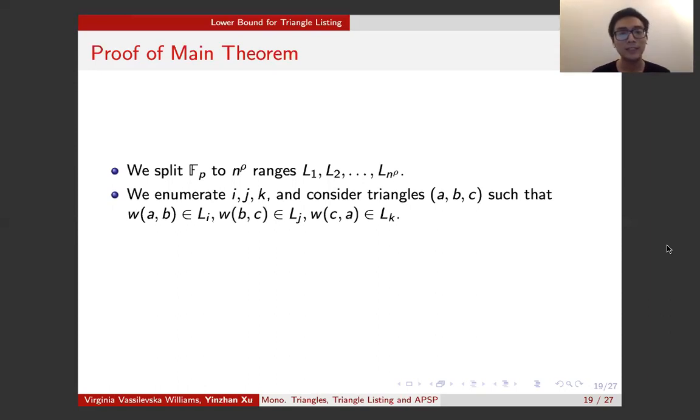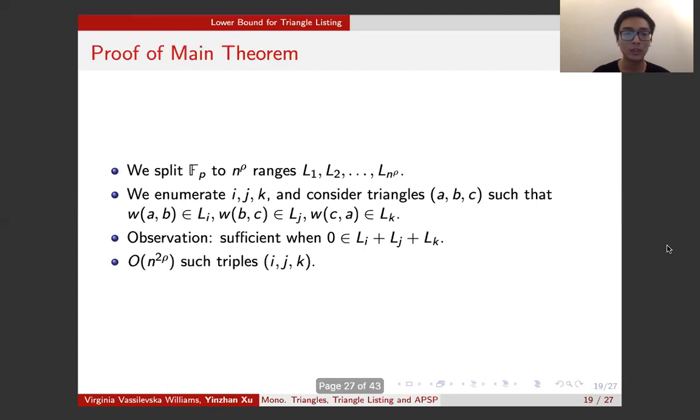Then we enumerate indices i, j, k, and each time, we consider triangles ABC such that the weight between A and B is in the range Li, and w(B,C) is in Lj, and w(C,A) is in Lk. We can soon realize that it is enough to enumerate i, j, k when we can pick some number from Li, some number from Lj, and some number from Lk that sum up to 0. Otherwise, we don't need to consider the triple i, j, k. Then it's easy to show the number of such triples is only O tilde of n to the 2 rho.